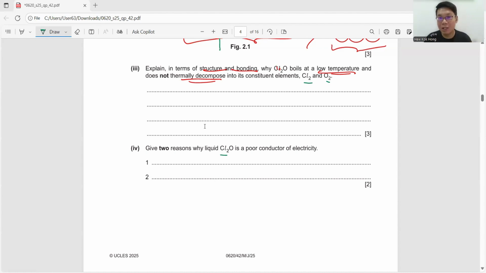Give 2 reasons why liquid Cl2O is a poor conductor of electricity. A liquid conducts electricity if it has ions or electrons that can move freely, but they don't have. So that's why you just write they don't have ions and don't have mobile electrons. These 2 reasons are why it's unable to carry the electric current.